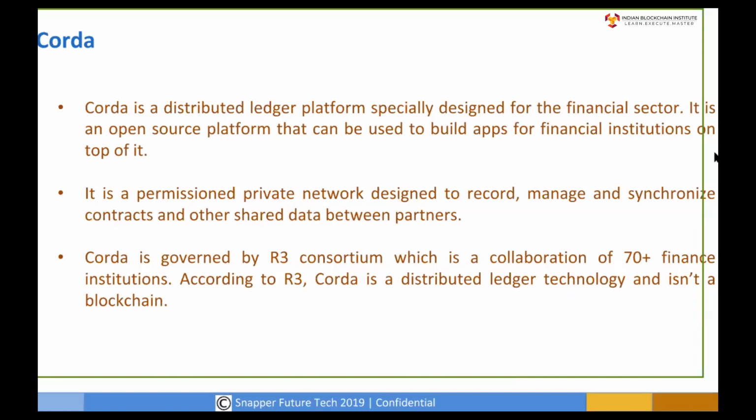So like Hyperledger, this is also a permissioned private network which records, manages, and syncs your data or information in contracts between the parties who are involved in that consortium. Corda is governed by the R3 consortium, which is a collaboration of 70 plus finance institutions. According to R3, Corda is distributed ledger technology and isn't a blockchain.